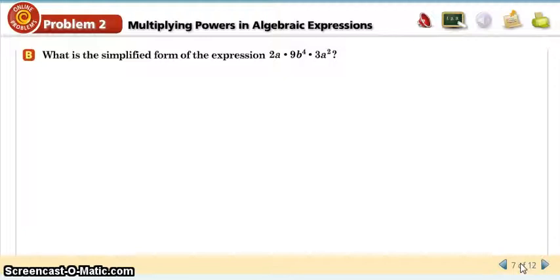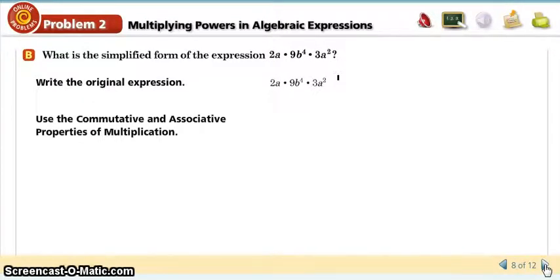Part B. What is the simplified form of the expression 2 times a times 9 times b to the 4th power times 3 times a squared? Think about what are the common components. What can I group together that are the same? Start with the original expression. Use the commutative and associative properties of multiplication to rearrange terms.